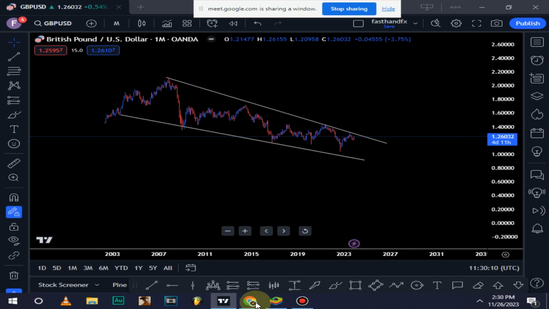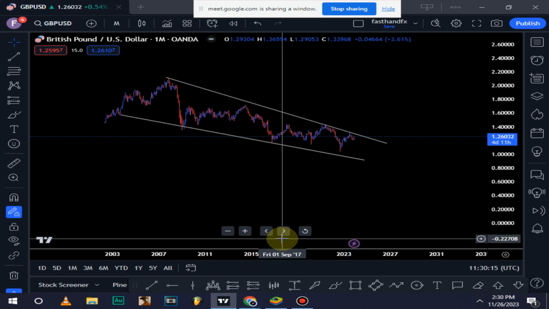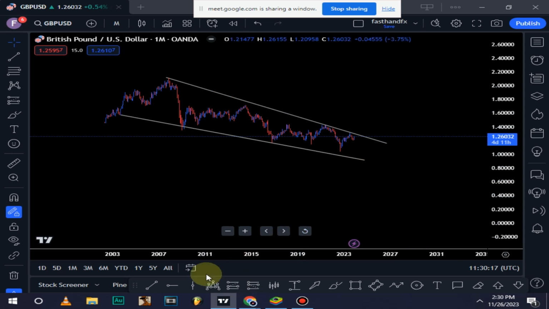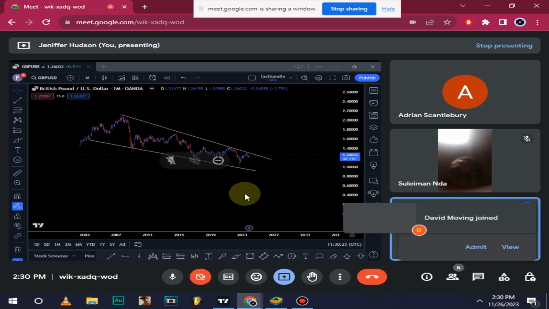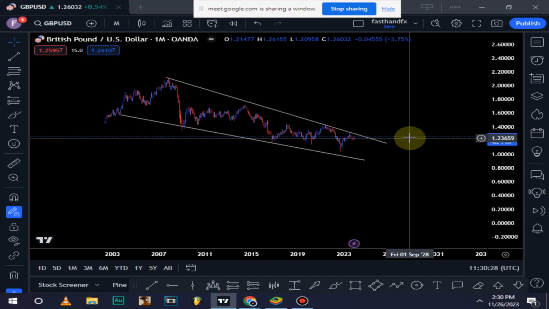Let's try to analyze the market first. Let's try to see. Maybe we'll get to the shapes later. Today we want to strictly focus on the market. Just a minute. Let me add somebody to the group.